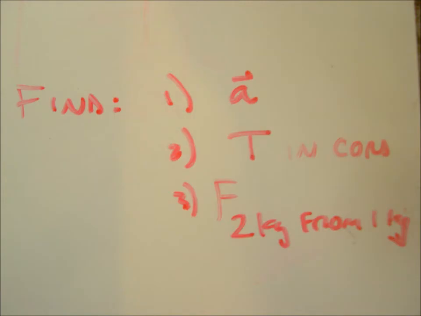We're asked to find the acceleration of the 3 kilogram block, the tension in the cord that joins the 3 kilogram block to the 1 kilogram block, and the force on the 2 kilogram block from the 1 kilogram block.